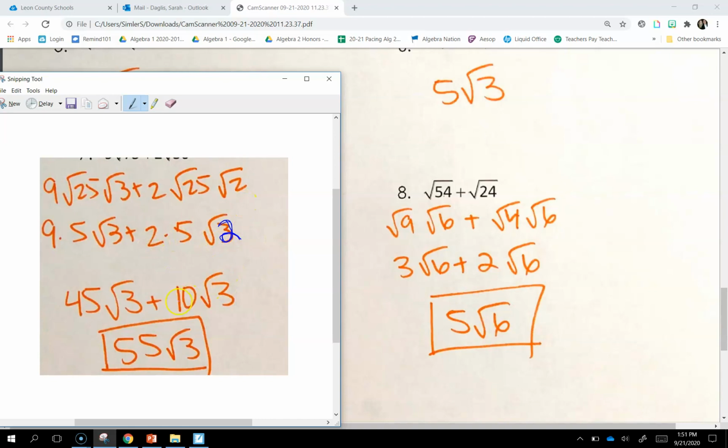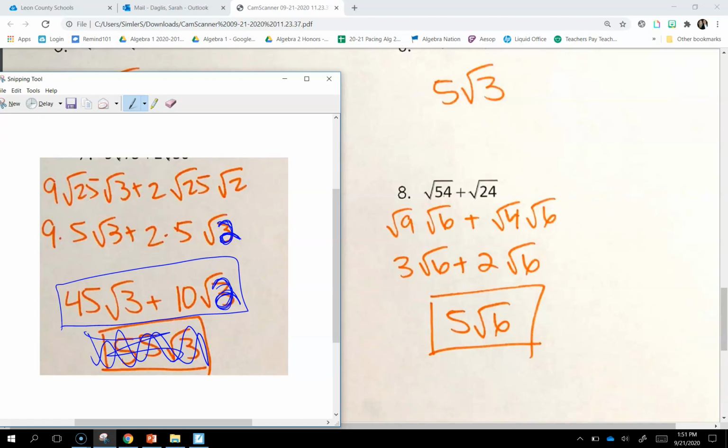So 2 times 5 is 10. There's still a square root of 2 on the inside. So that means I cannot add them together. So this is actually my answer: 45 square root 3 plus 10 square root 2. And since they're not the same, I cannot add them together.